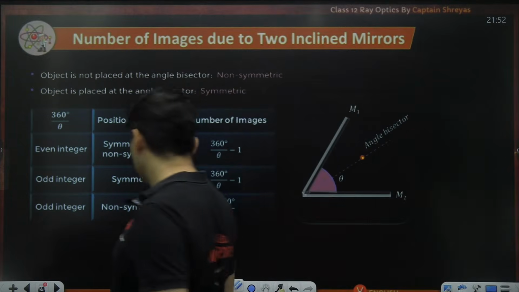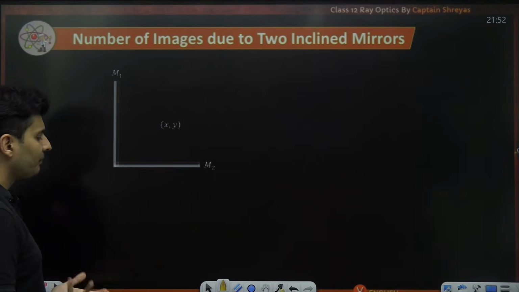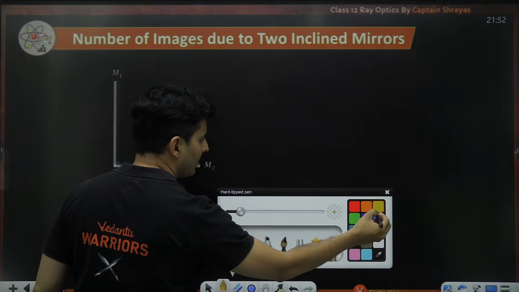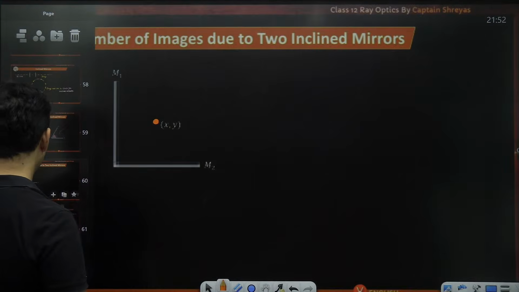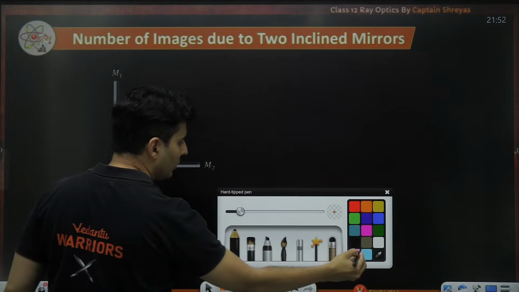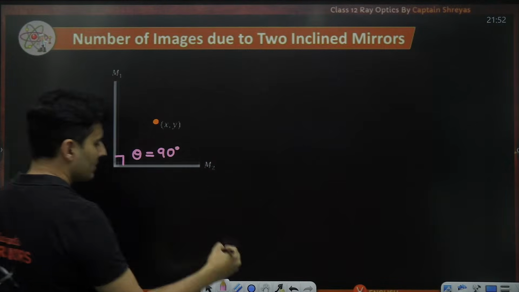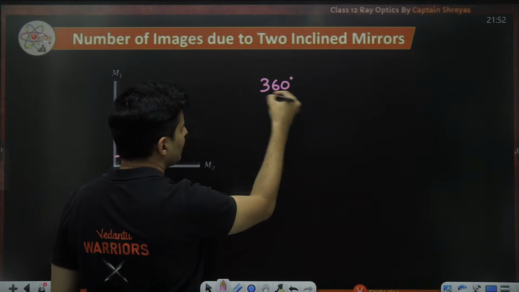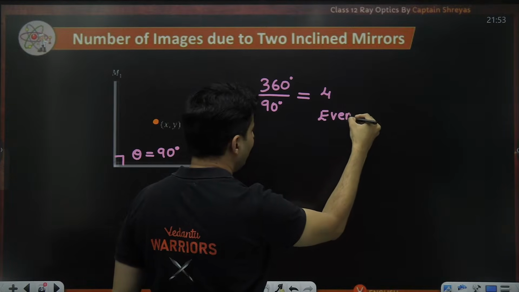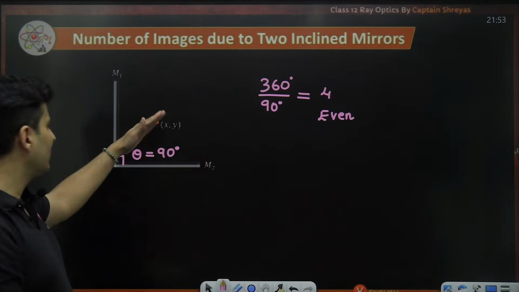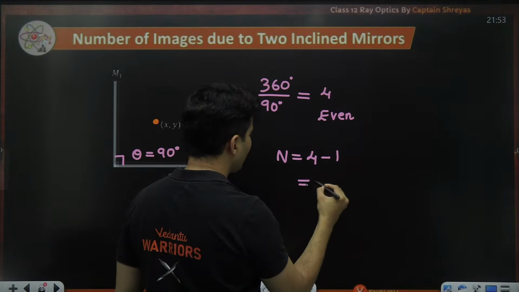Let's do some examples on this so that you get a hang of it. Say, for example, this one. There are 2 perpendicular mirrors and I have to find out how many images will be formed. This is my object. The angle between the two mirrors, theta, is obviously 90 degrees. So 360 degrees by 90 degrees is 4, which is even. The moment I have an even number, I don't care whether the object is symmetric or asymmetric. So the number of images will be 4 minus 1, which is 3.